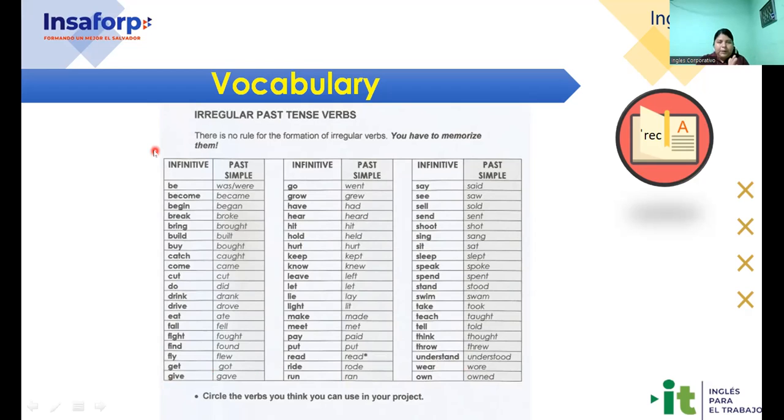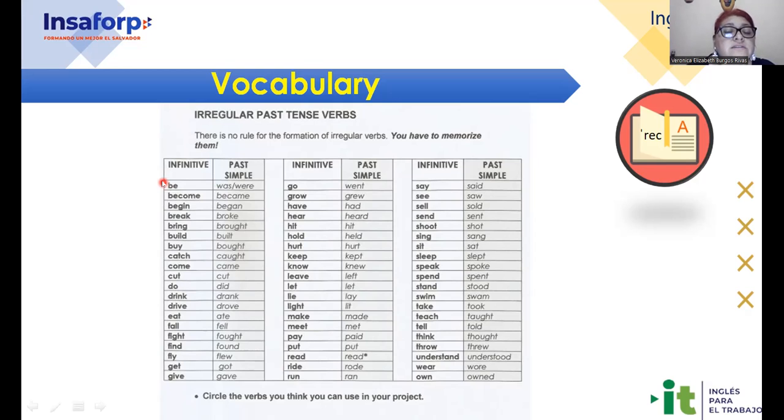Okay, so let's see who wants to try with the first part. We're going to read the first one, this column, simple present and simple past. Somebody, let's see. Any volunteer? Okay, Veronica, go ahead.